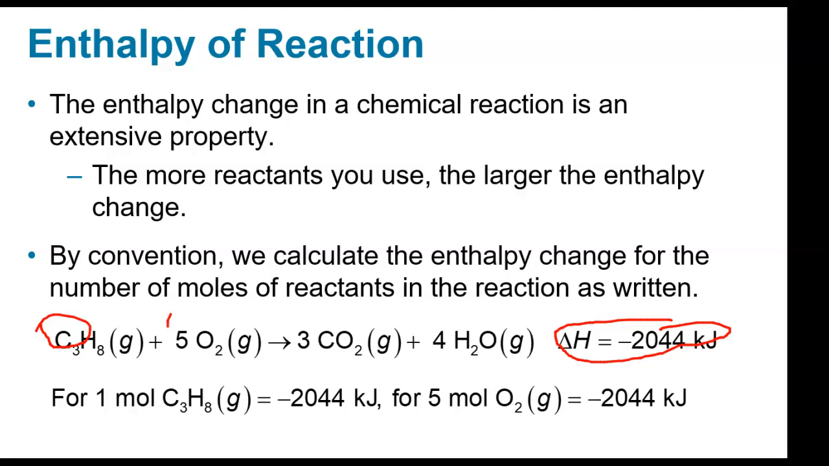So if we have 5 moles of oxygen for every negative 2044 kilojoules, we have 3 moles of carbon dioxide for every negative 2044 kilojoules. And we would have 4 moles of water for every negative 2044 kilojoules. So again, just like when we did mass, remember mass, we'd say for 5 moles of oxygen, you produce 3 moles of carbon dioxide. Very, very similar, you're going to see in the reaction process. So keep that in mind.